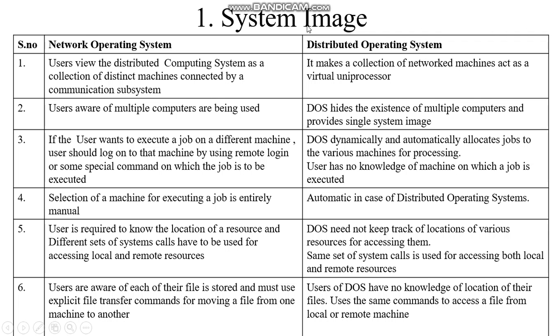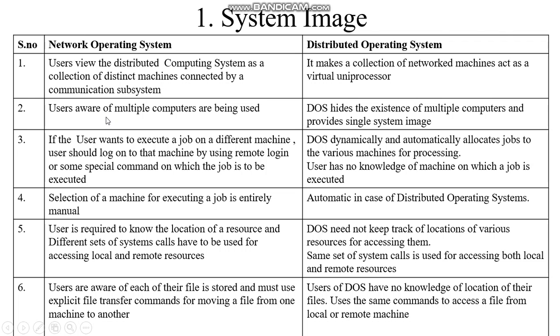The first characteristic is the system image. If a distributed computing environment is built using the network operating system, the machines are connected by a communication system. Users view such systems as distinct machines. In case of a distributed operating system, it acts as a virtual uniprocessor. The user views it like a single machine.